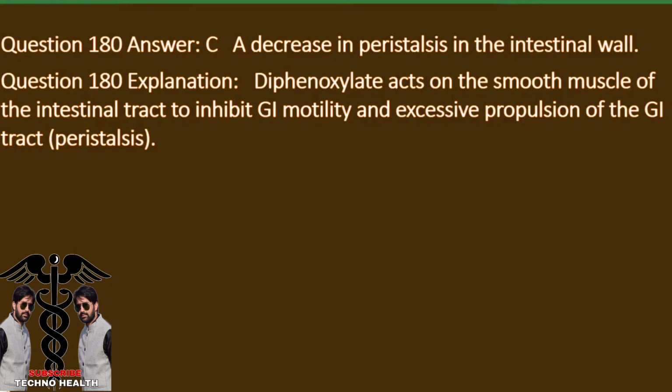Question 180. Explanation: diphenoxylate acts on the smooth muscle of the intestinal tract to inhibit GI motility and excessive propulsion of the GI tract, peristalsis.